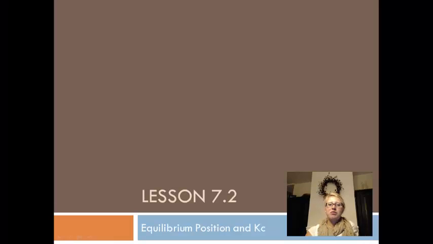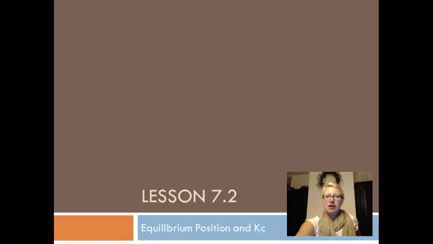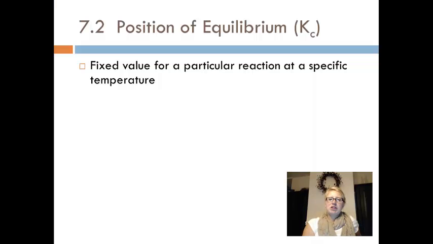This is lesson 7.2, equilibrium position and Kc. So the position of equilibrium, which we symbolize Kc, is a fixed value for a particular reaction at a specific temperature. So every reaction has a Kc for each temperature.